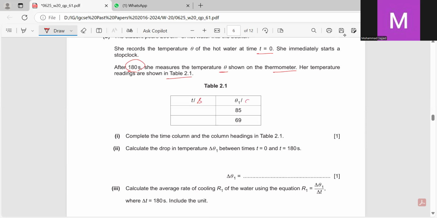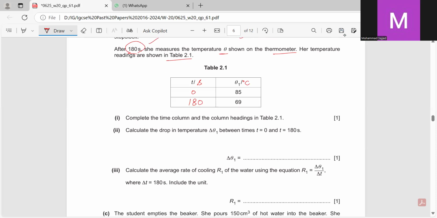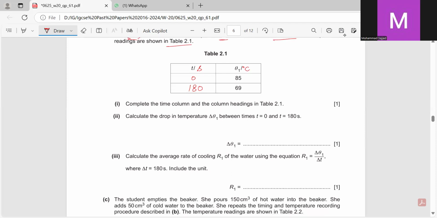Time is in seconds, temperature is in degrees Celsius, and column headings here, it starts from 0 and then the final value he is taking at 180 seconds. So these things are mentioned here, this one and this one. Then calculate the drop in temperature delta theta 1 between the time t is equal to 0 and t is equal to 180. So this is equal to 85 minus 69. As we simplify, 15 minus 9, 6, and 7 minus, so it is 16, but don't forget to write degree Celsius.